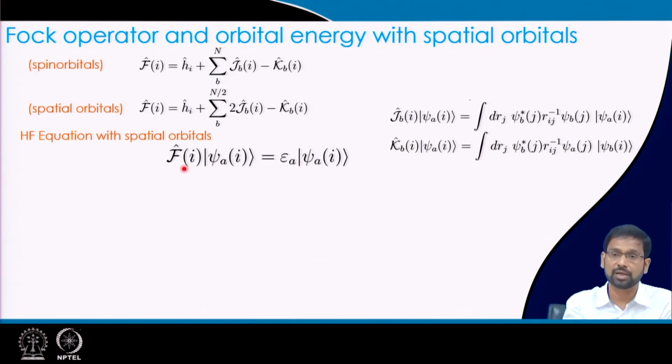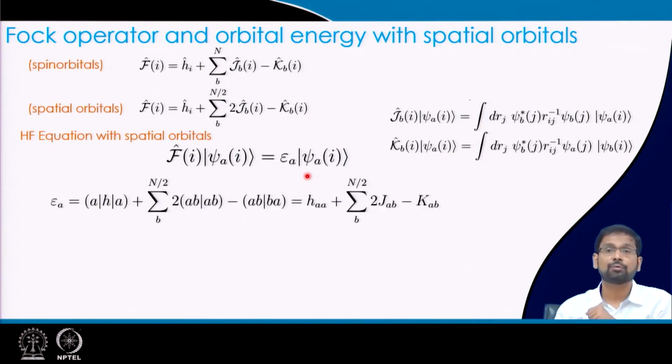So, this Fock operator, when it is defined in terms of the spatial orbitals, will follow this eigenvalue equation, where epsilon_a is now the orbital energy corresponding to the spatial orbital psi_a. Now, let us try to find out the expression for the energy of the spatial orbital, that is epsilon_a. Since we know the form of the Fock operator, we can get the expectation value of psi_a(i), Fock operator, psi_a(i), that would give me epsilon_a.